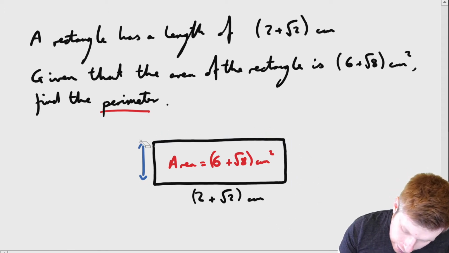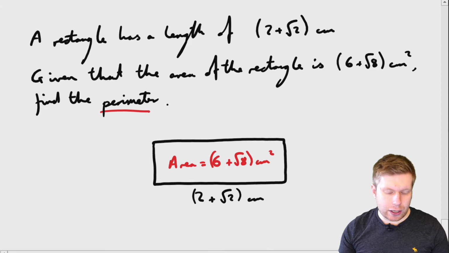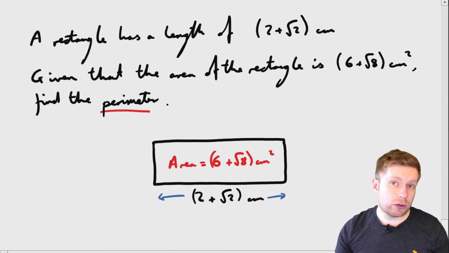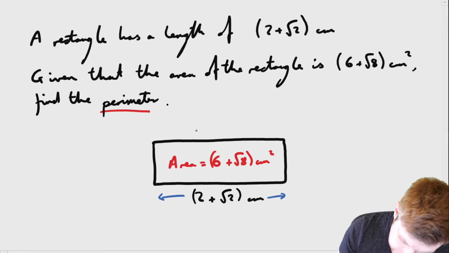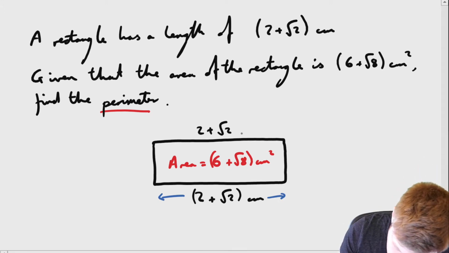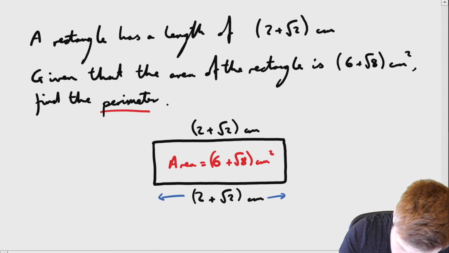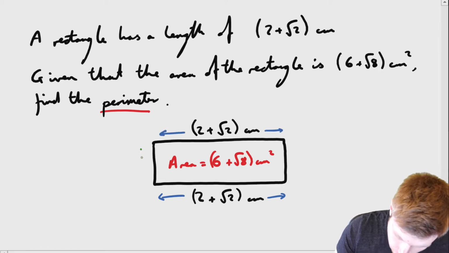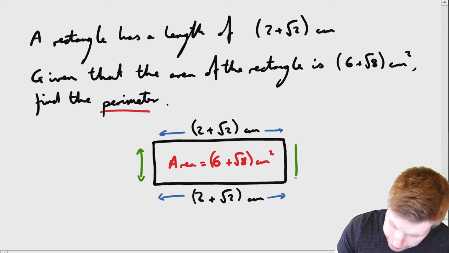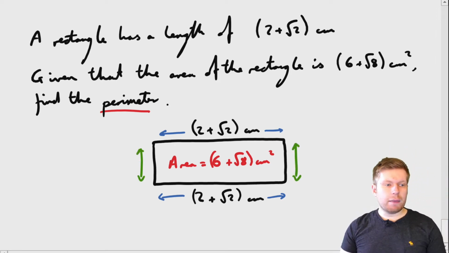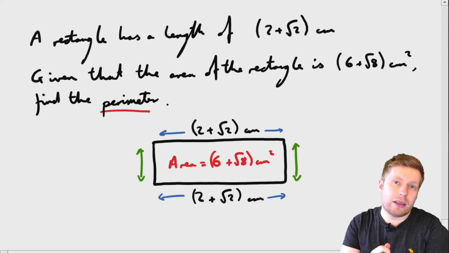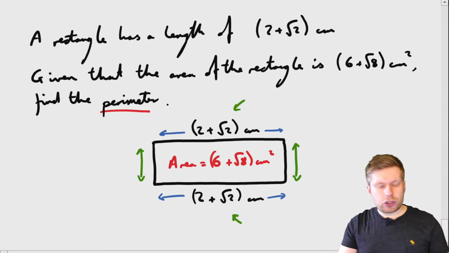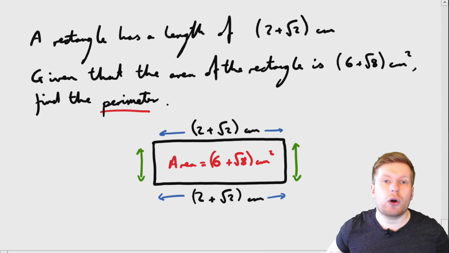That's the perimeter. Now, are you happy that because it's a rectangle and because we've said that this side down here is 2 plus root 2 centimetres, this length up here is also 2 plus root 2 centimetres? And also we know, because it's a rectangle, that whatever this length is, this length must also be the same. So we're halfway to finding the perimeter. We know this side and this side. We just need to find the two remaining green sides, which we don't know yet.